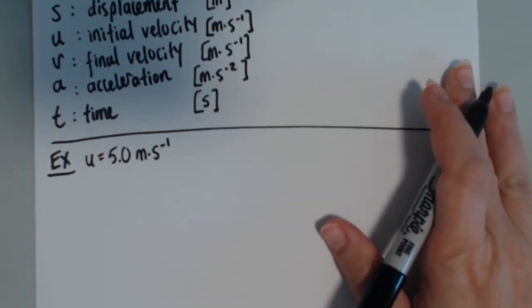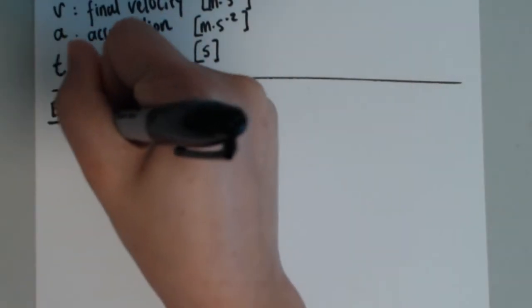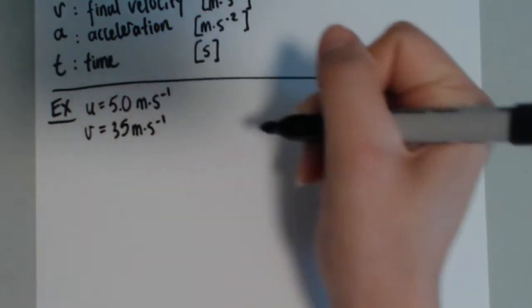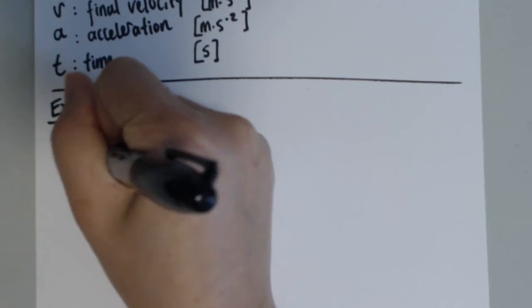All right, so my initial velocity is 5 meters per second. I know that my final velocity, which is v, is 35 meters per second. And this acceleration occurs over a 10-second time interval.